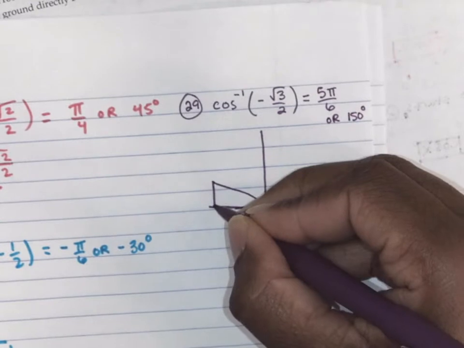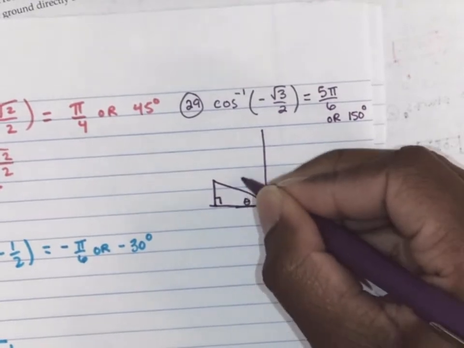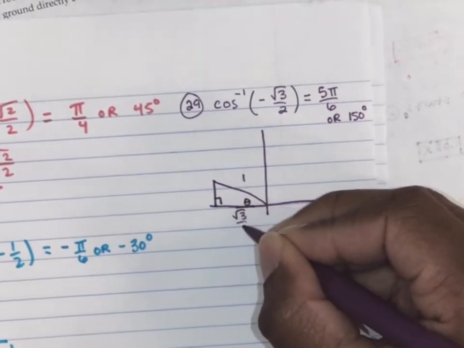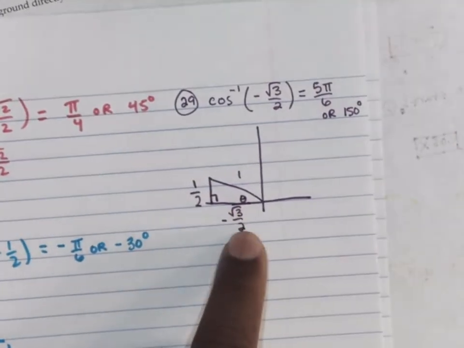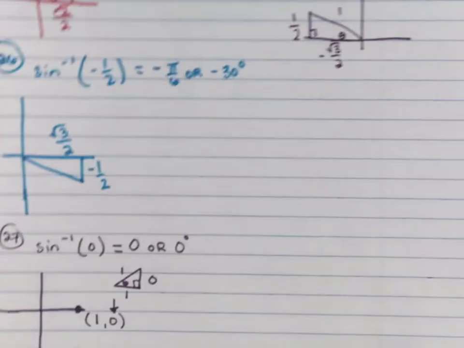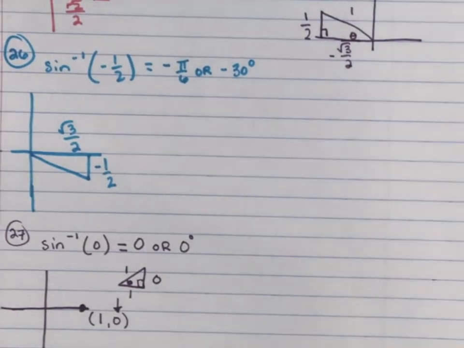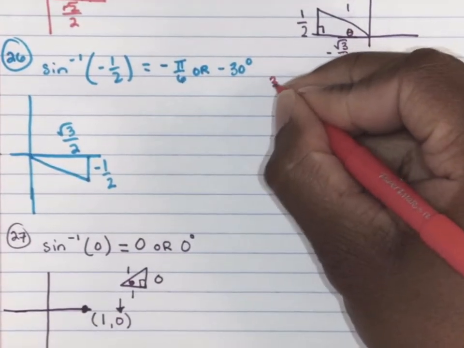So this would be my triangle. Negative root 3 over 2, y is 1/2. So cosine would be this one. Number 30.